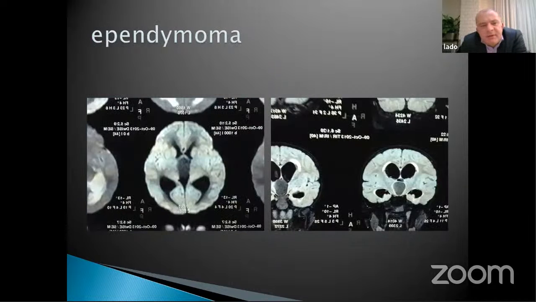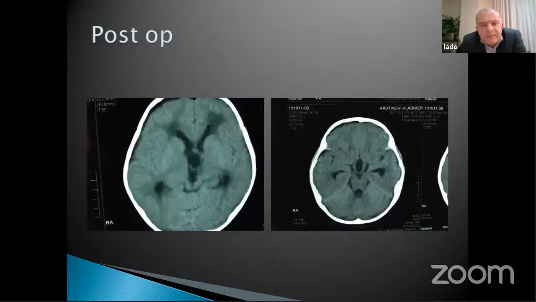This is a third ventricular ependymoma. In this case, we also used the transcallosal approach. It was enough, suitable, and appropriate, and the full tumor was removed. It's a postoperative scan without any serious complication.